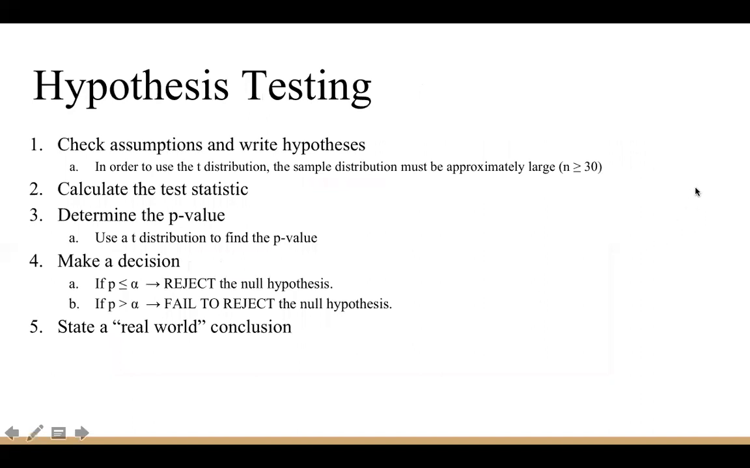So again, with hypothesis testing here, you're going to check your assumptions and write your hypotheses. So here with one sample mean, in order to use the t-distribution, the sampling distribution must be approximately normal, which in this case means your n is greater than or equal to 30. And then once you meet your assumptions and write your hypotheses, you can calculate your test statistic. And then you can use the t-distribution to find your p-value, and then decide whether to reject or fail to reject the null hypothesis based on the level of alpha that you use compared to your p-value, and then state that real-world conclusion.